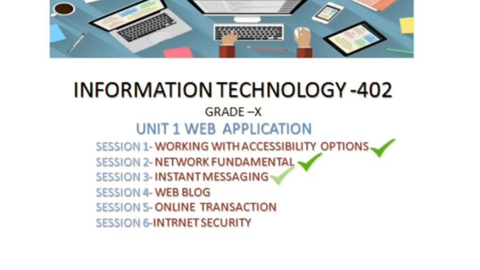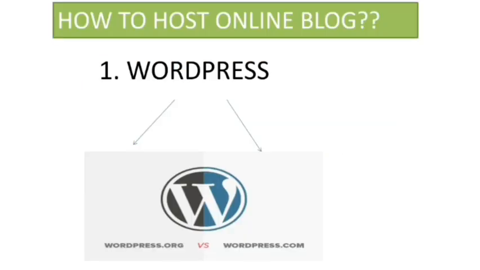In this video you will learn session 4, web blog part 2, how to host an online blog. The first example of this is WordPress. It is an open source content management system, that is CMS, or we can say WordPress is a factory that makes web pages. I hope you know what web pages are. All those pages which are published on the internet, from which you can get information, are called a web page.